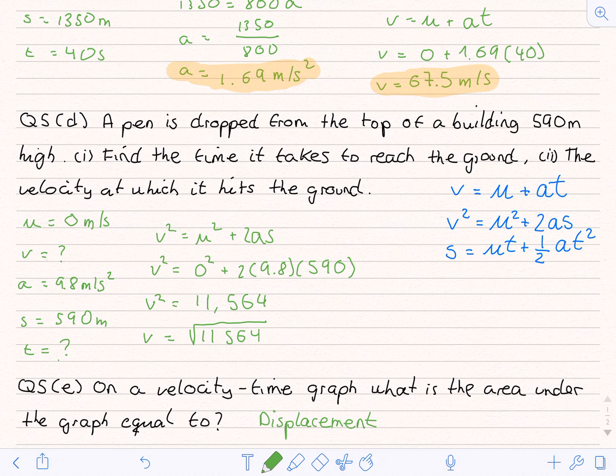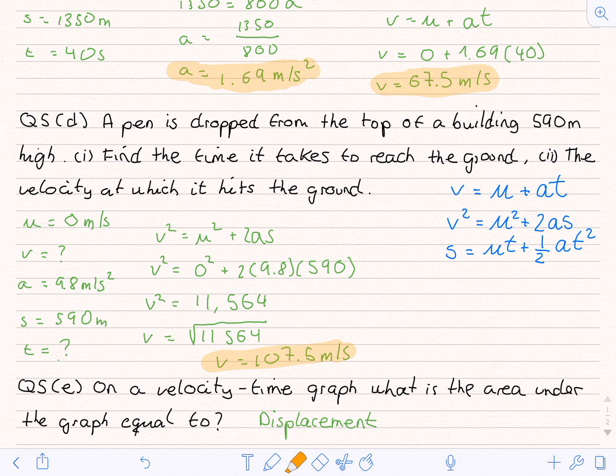Now we just square root that. We have that v is equal to 107.5 meters per second. Okay, so now we know this, right? What's the last thing? The second part says, well, we've done the second part first, okay, because I'm just that way. The second thing we're going to do is find the time.